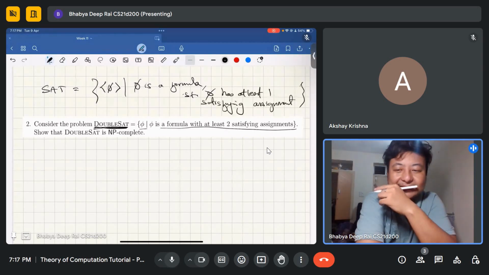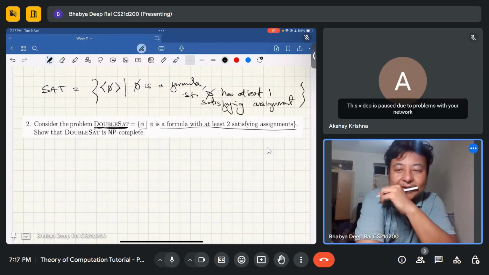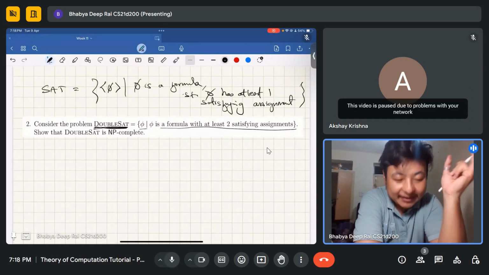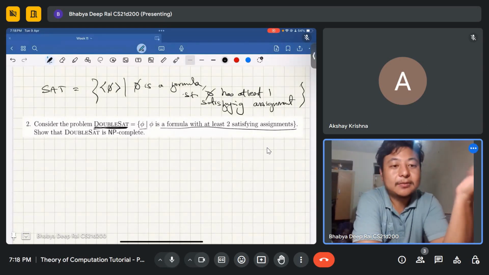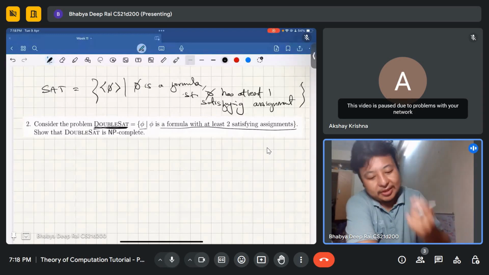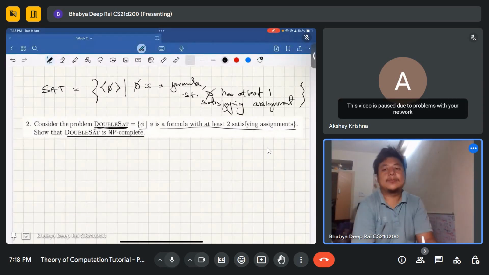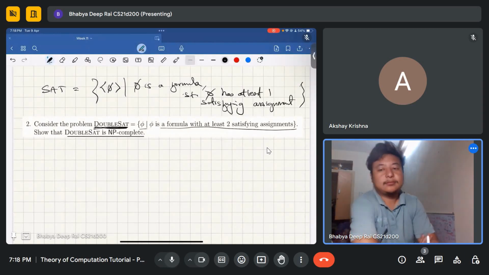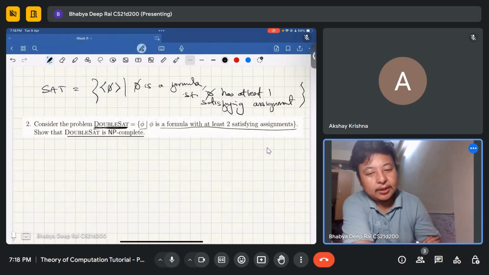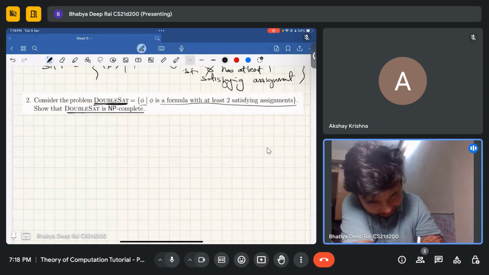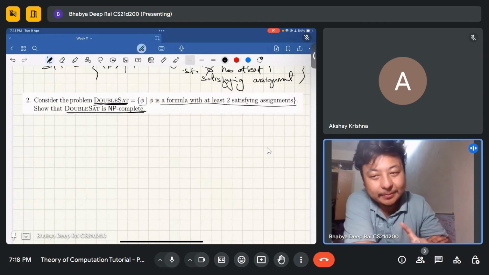has at least one satisfying assignment. Now consider the problem double SAT, which consists of all formulas that have at least two satisfying assignments. The question says show that double SAT is NP complete. Now what does this mean? To show that double SAT is NP complete, it means if I can solve double SAT easily, I can solve SAT easily.